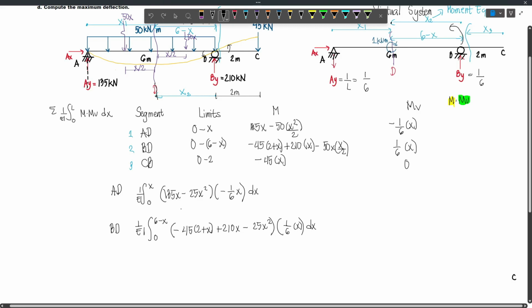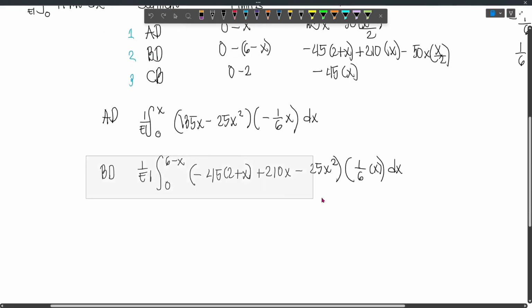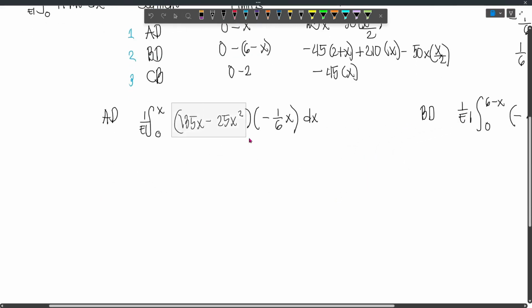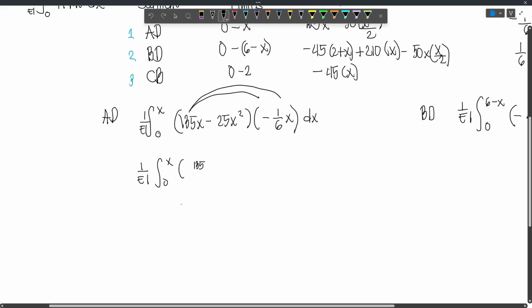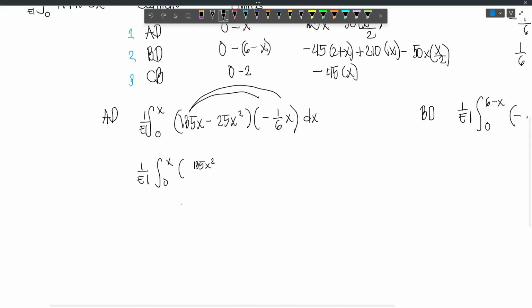So, we'll not include that one na lang. Now, let's focus on this one. Dito ko na lang ilalagay. Let's try to expand this expression so that it will be easy to integrate. Now, that will be 1 over EI and then integral from 0 to x and then distribute natin, magiging 135x times x will become x squared. And then since meron tong negative, this will be negative. And then over 6. And then let's distribute this one.